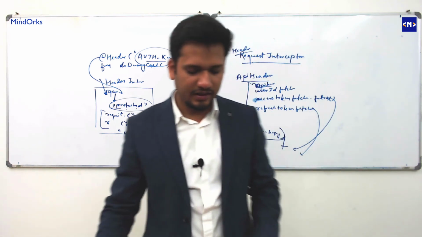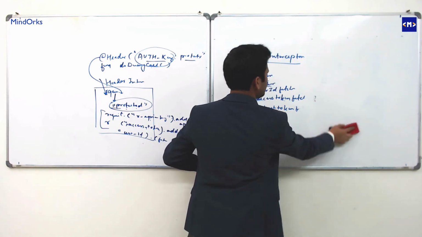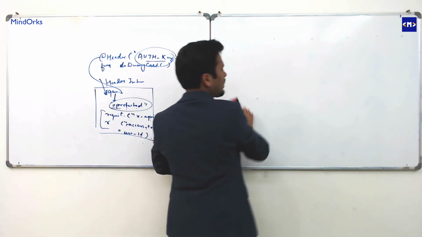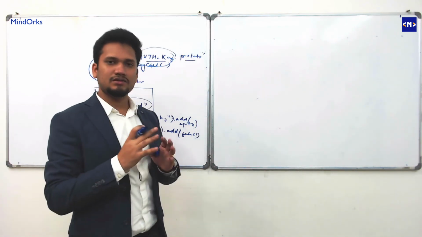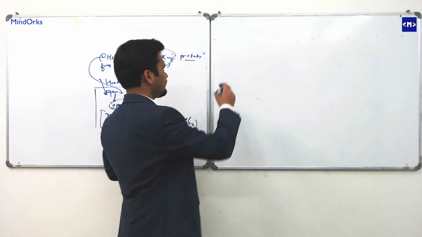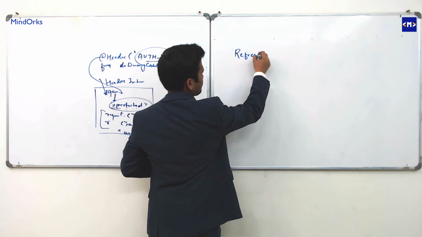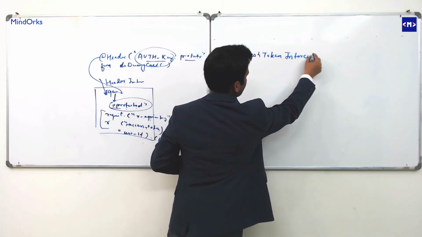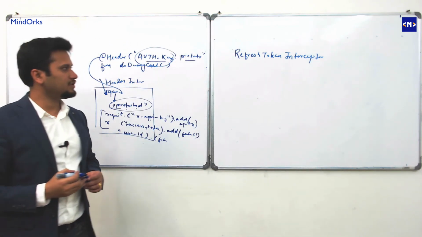Now there is one other interceptor which is called the refresh token interceptor, that is more complicated. So I will not take that right now. I will describe what the refresh token interceptor is and how it works in some other class or video.